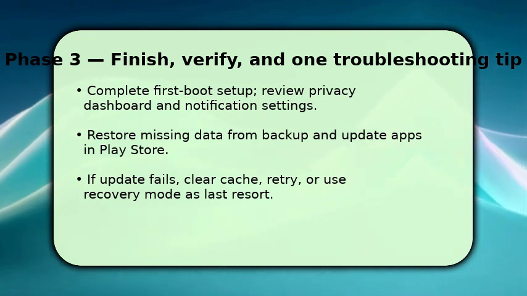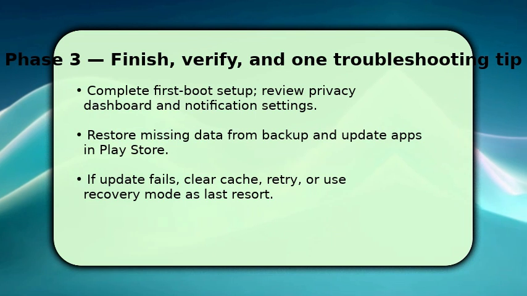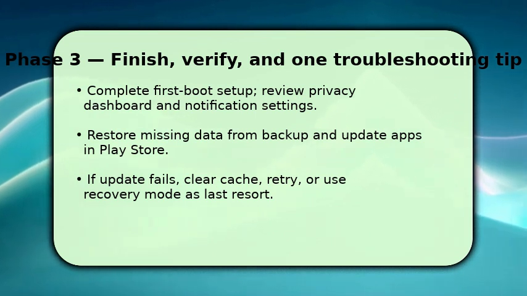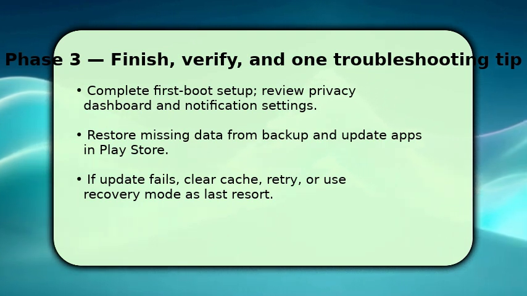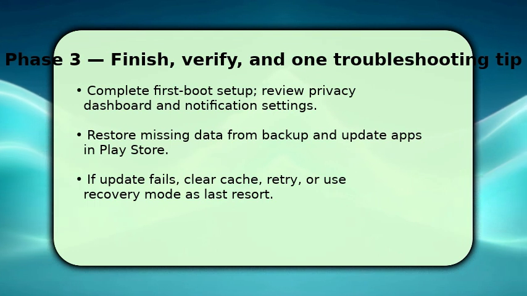If something goes wrong, like boot loops or failed installs, first clear the cache partition and retry the update. If that fails, use recovery mode to sideload the update or perform a factory reset as a last resort. Keep calm and follow prompts.